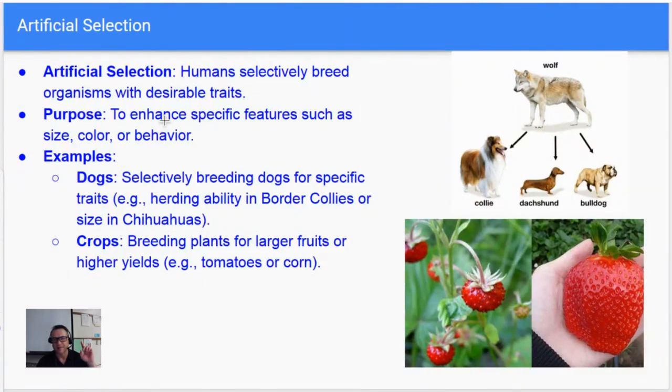All right, we got 2 more slides. I'm going to try to wrap it up. All right, before I go over natural selection, there's this thing called artificial selection. This is what is done by us humans. This is where humans selectively breed organisms to get desired traits.